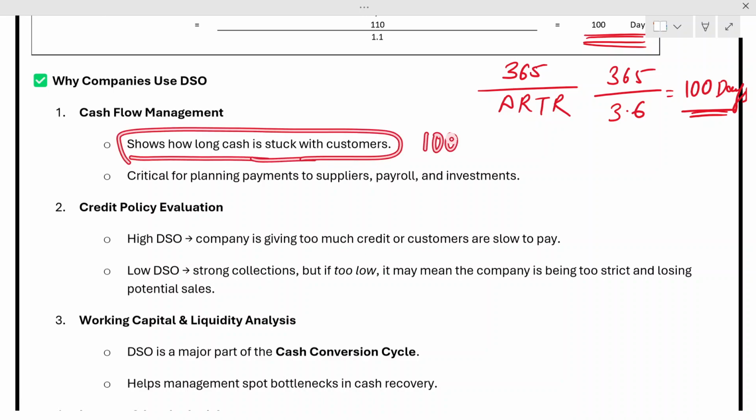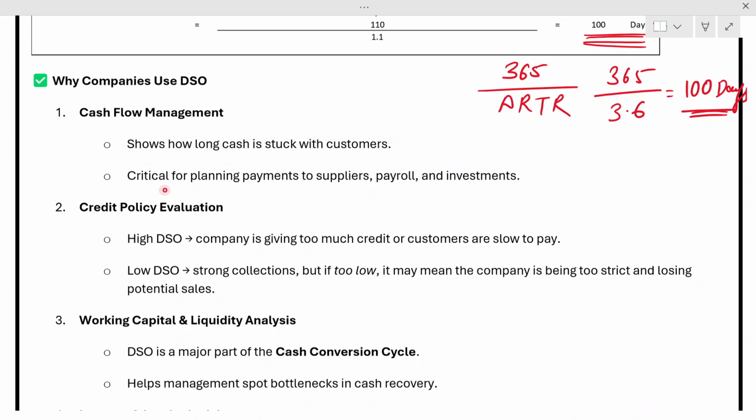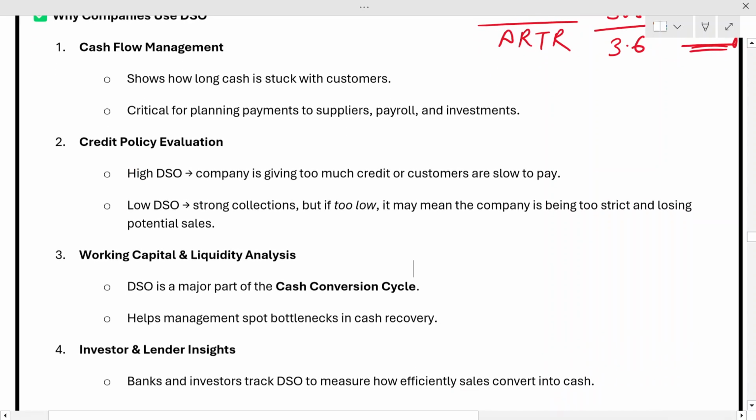Here the cash is stuck with the customer for 100 days, and this is critical for planning payments to suppliers, because when you get the money from your debtors, then you will be paying your suppliers, right? So it is very effective for planning payroll, suppliers, or investment payments as well. This is impacting the credit policy as well.